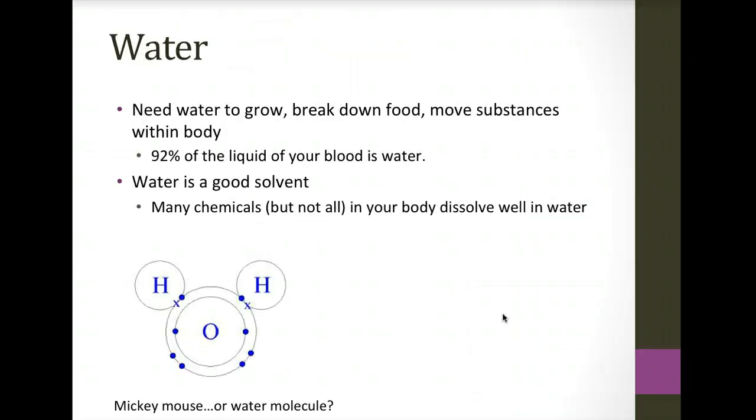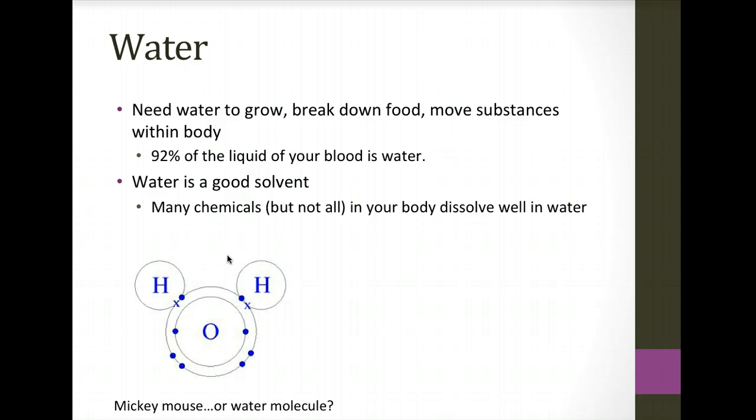Next, we'll talk about water. All living things are going to need water. You always hear people say that you need to drink a lot of water. It's essential. 92% of your blood is actually made up of water, and it's a good solvent. It helps dilute chemicals. It helps flush you out. So all living things are going to need water to survive. And this little thing down here, Mickey Mouse, or water molecule, this is just a picture of the water molecule as you know it, H2O, so 2 hydrogen atoms, 1 oxygen atom.